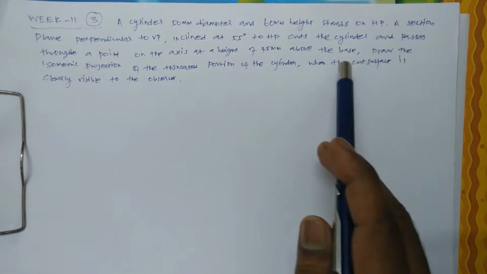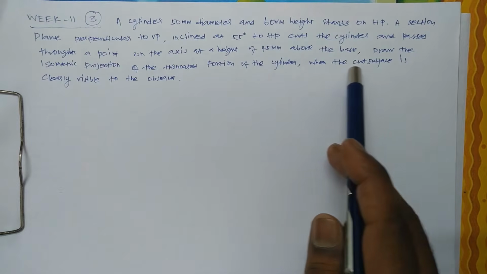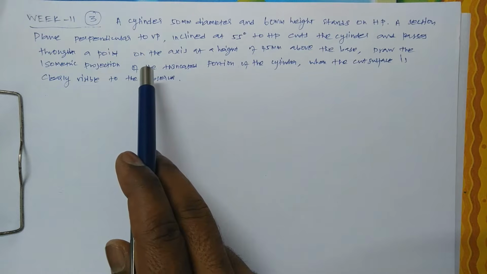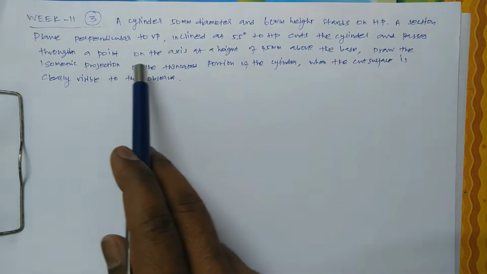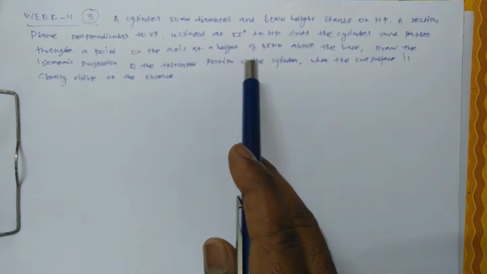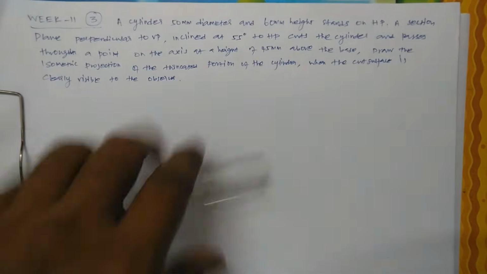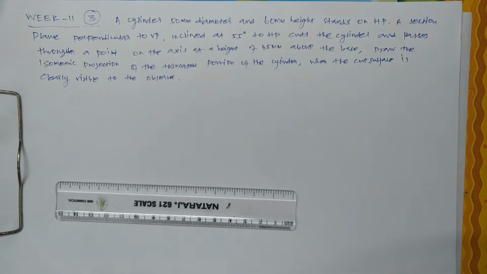There is a sectional plane. The cylinder is 50 mm diameter and 60 mm height. There is a sectional plane at 55 degrees, which is perpendicular to VP, and the axis is cut 45 mm above the base. Draw the isometric projection of the truncated portion.